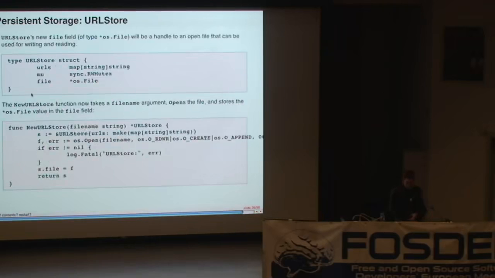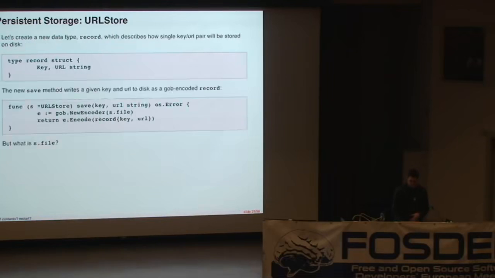But what is s.file? s.file is our new field file, which is a file handle that I'm putting on the URLStore. And then in our new URLStore initializer function, we'll add this code, which has gone off the screen, to open a file with os.Open. The file name is a new argument to URLStore. And then if the file doesn't open correctly, then we'll bail, because if we can't open the data store, we probably don't want to continue running the program. So log.Fatal will actually exit the program. But if we do succeed, we'll set s.file, the struct's file field, to our file handle f. And so then in save, when we refer to s.file, we're referring to this open file.